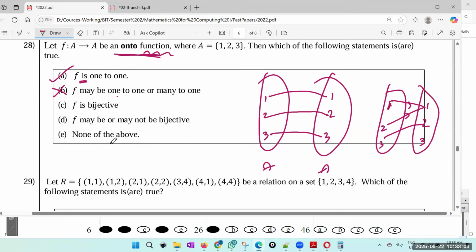F is bijective. Bijective means 1 to 1 and onto, surjective and injective. Already we know that it is onto, and already we know that it is 1 to 1. If it is 1 to 1 and onto, that is bijective. It's a very clever question. F may or may not be bijective? No, F is bijective according to the given restrictions.